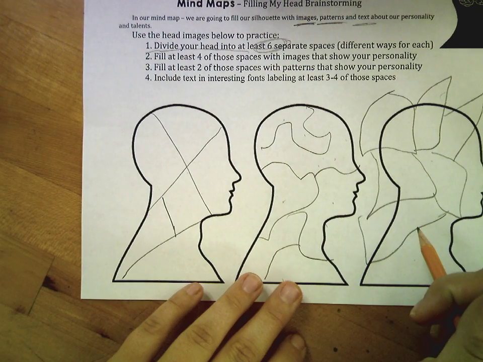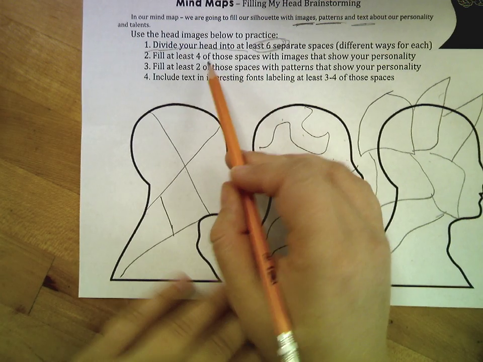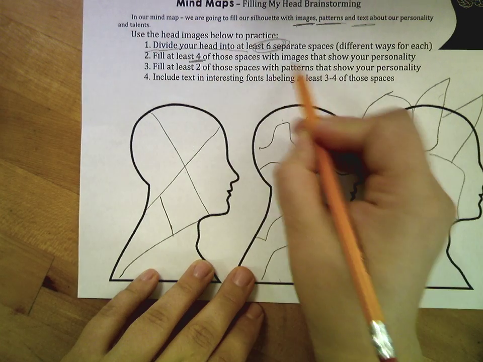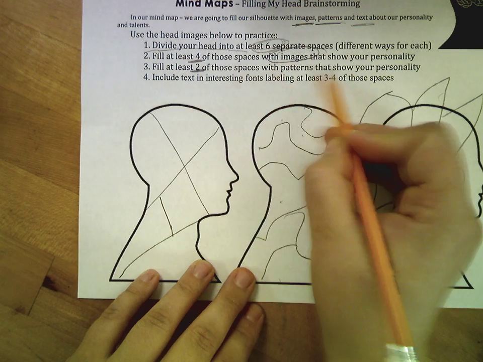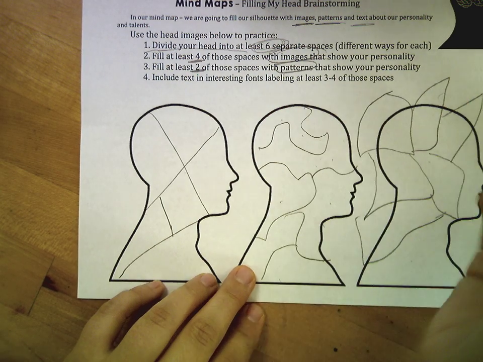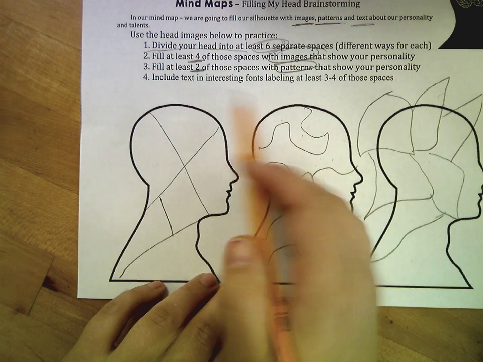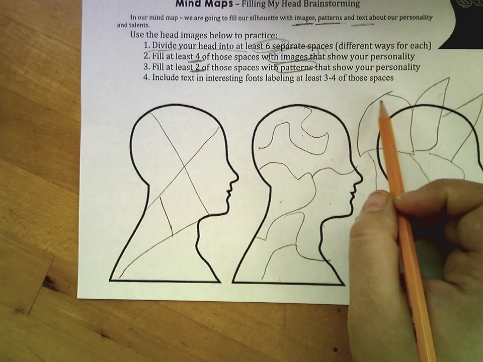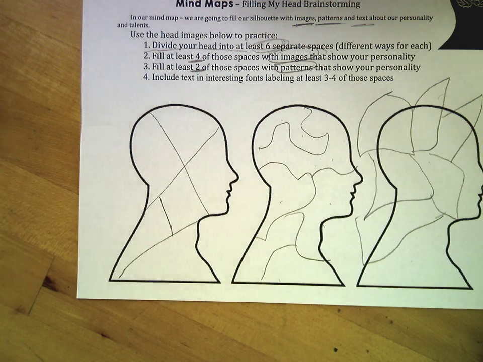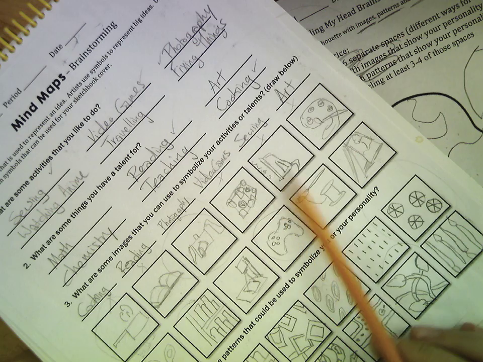Now in these sections, you are going to fill at least 4 of those spaces with images. You're going to fill at least 2 of those spaces with patterns. So you need to pull out that other worksheet that we used previously and brainstorm and use which ones of those you're going to use. So pretty much the reason you're dividing this into 6 is that original worksheet, which I am trying to find right now, there it is, has all 6. So in other words, you want one of those spaces with each of these.